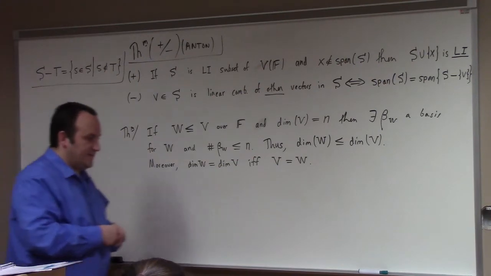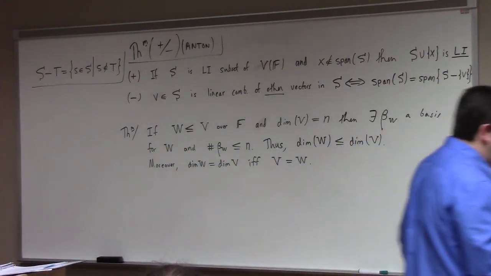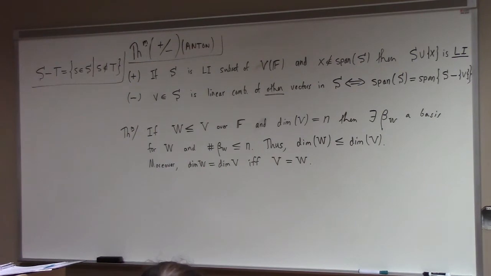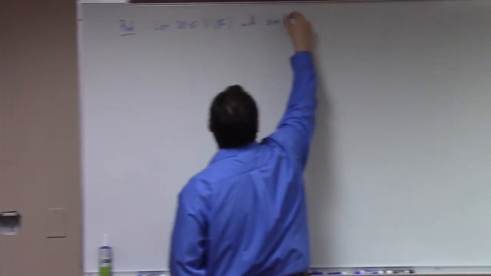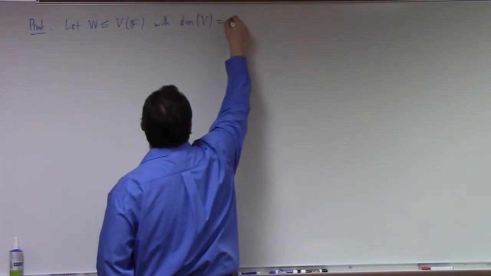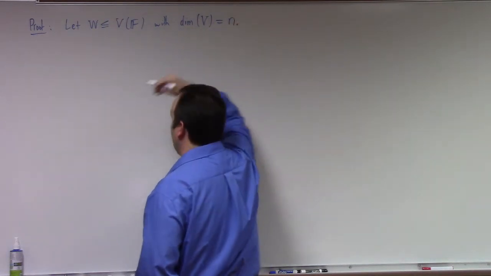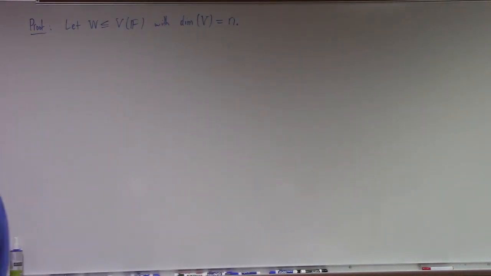So let W be a subspace of a vector space V of finite dimension n, all right? Of course, I'm assuming n is a natural number, like 1, 2, 3, 4, something like that. Okay? So what's the worst case for W in some sense? Like, what's the smallest it could be?